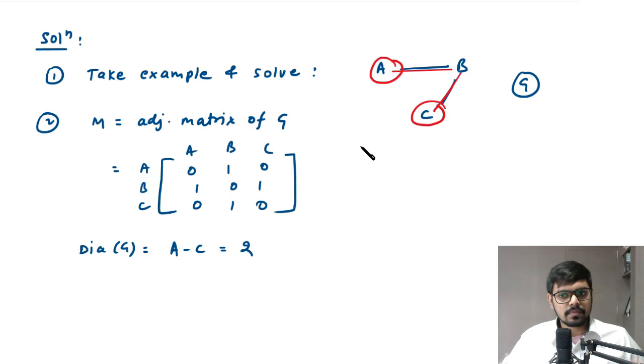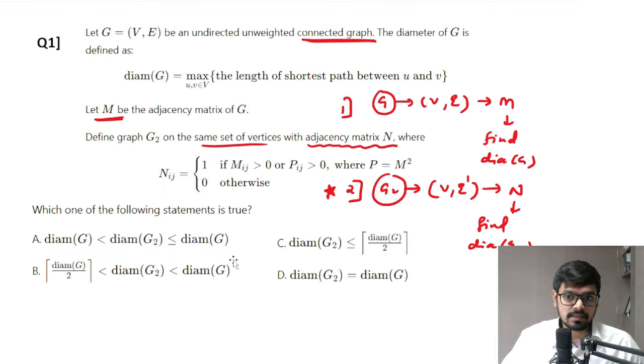Okay, and we got the diameter. Diameter is 2, you can see here. We can move forward and we can comment on G2 now. Now G2 direct graph is not there. We do not know the direct graph, but what we know is there is a relation between the adjacency matrix N and M matrix.